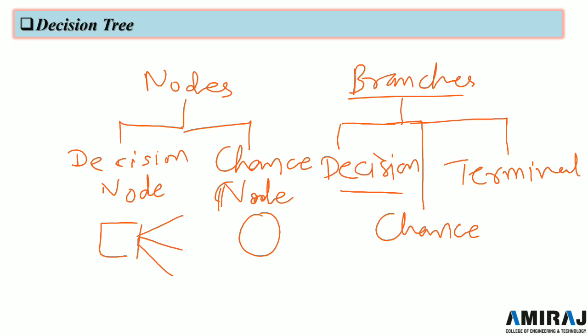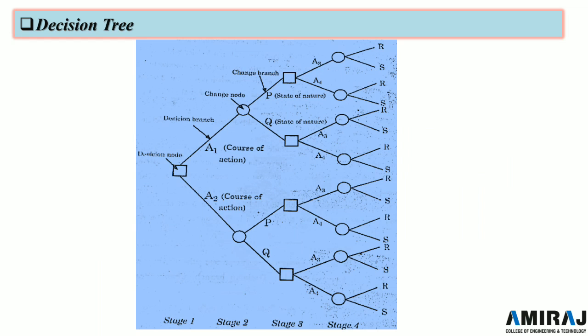And the last thing is probability estimation. It is the estimated probability of each chance event. Another thing is that payoff can be positive or negative. It can be associated with either the decision or the chance branch. So this is how the decision nodes, decision branches and chance nodes will look, and we will have P or Q as the state of nature, and we will have the result as positive or negative, which will be the payoff. So this is how a decision tree looks.